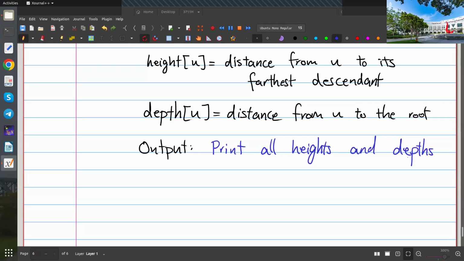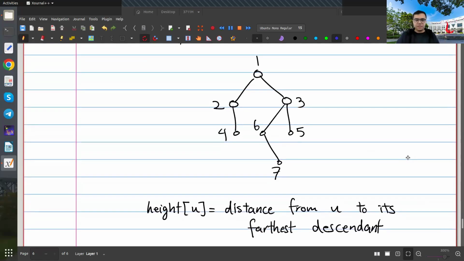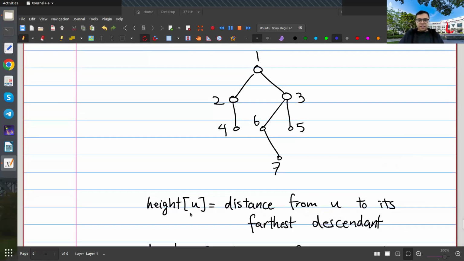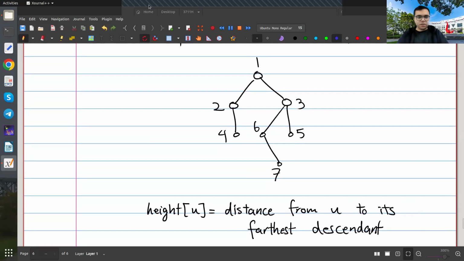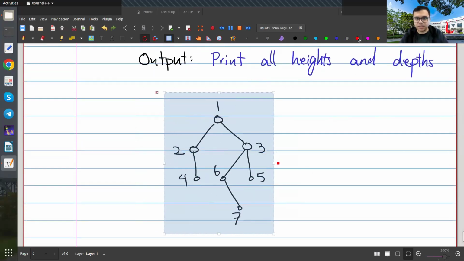Now, when we were doing DFS, we already did this kind of thing, and I've already coded it for you. I just want you to see that this is a special case of dynamic programming, right? Because what's happening here? Let's do height first. The height of a vertex is the distance from that vertex to its farthest descendant. So it's like I start here, how many steps can I take going down? Okay, so let's just do the example here. Let's do height.